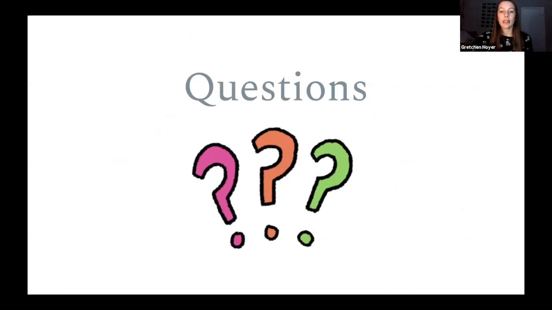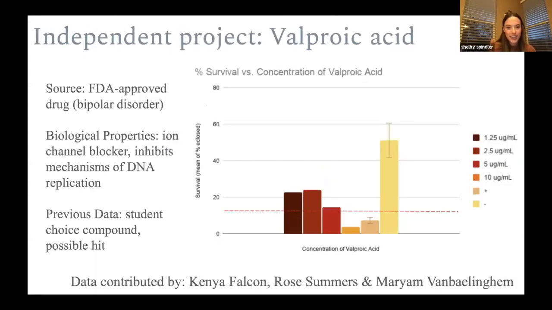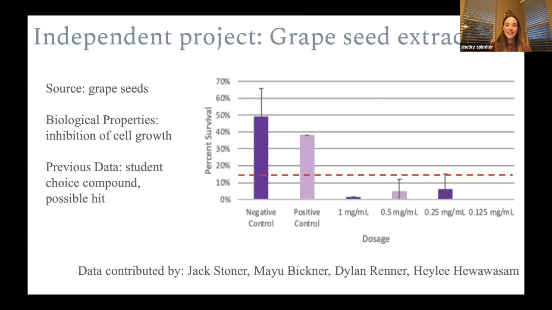And I have a question. Is it known what's in grapeseed extract? I don't know if the grapeseed extract group is here. I know that that's not your specific research. Yeah, personally, I don't know, but I know it's a natural compound. If they would like to chime in, they totally could. If not, that's all right too.